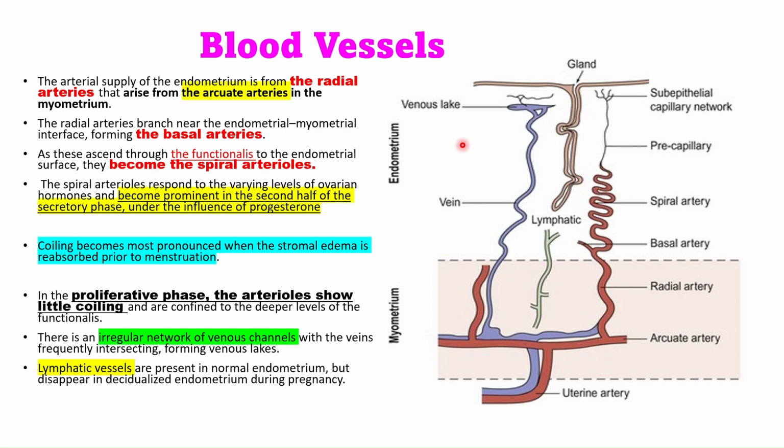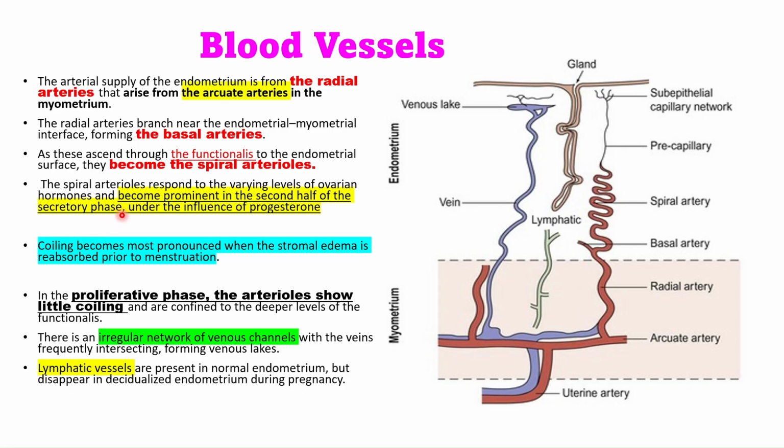Now, the last component is blood vessels. The uterine artery gives a branch called the arcuate artery, which supplies the myometrium. Then there is the radial artery, which divides into the basal artery and the spiral artery. The basal artery supplies the basalis layer, and the spiral artery supplies the whole thickness of the endometrium.